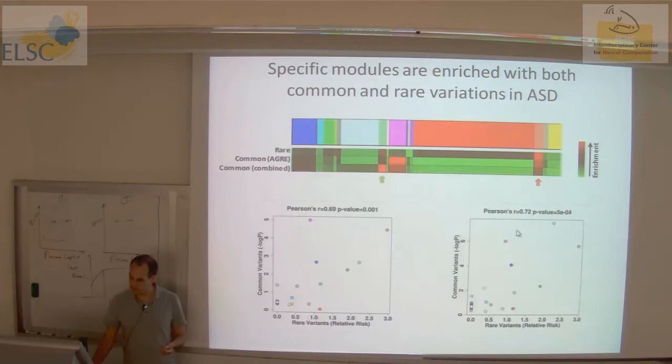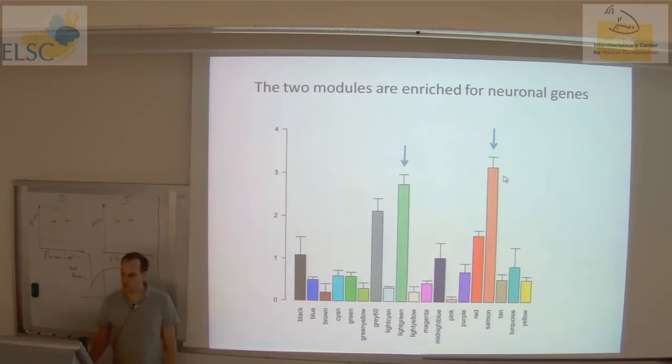Same if we include the other genome-wide association studies. In general, we have two modules which are significantly enriched with common and rare variations. And it's not very surprising that these two modules are also enriched with neuronal genes. There's another one enriched with neuronal genes, this gray one, which actually represents interneurons, but it is not significantly enriched with common or rare variation.